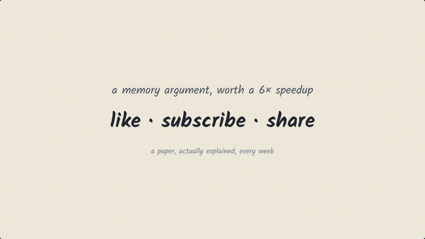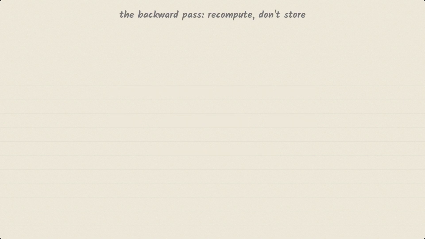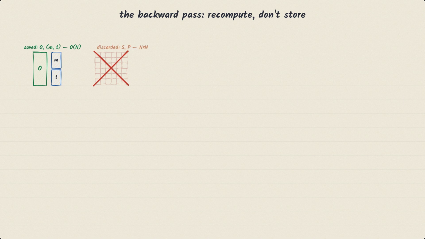Because the backward pass is where it gets even better. Training needs gradients, and the textbook backward pass needs S and P, the exact n-by-n matrices we so proudly refuse to store. Awkward. The answer is recomputation. Remember, in the forward pass, we did save two things per row, the output O, and that single log sum exp number, L.